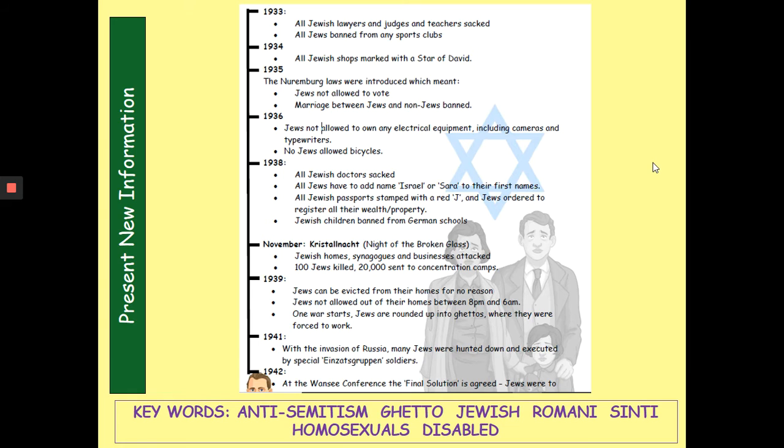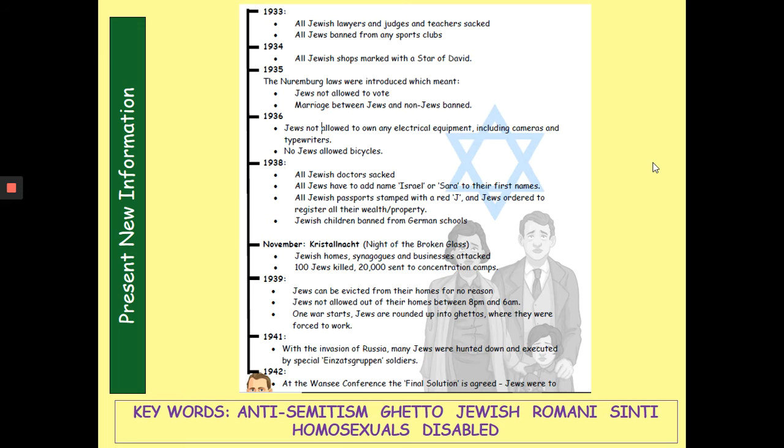1939, Jews can be evicted from their homes for no reason. Jews not allowed out of their homes between 8 p.m. and 6 a.m. Once war starts, Jewish people are rounded up into ghettos where they are forced to work. So certain areas of cities are now enclosed with walls, a couple of neighborhoods in diameter, and all of the Jewish people are put into those ghettos. Interestingly enough, we still use this word ghettos. I'll get onto that a little bit later on in today's lesson.